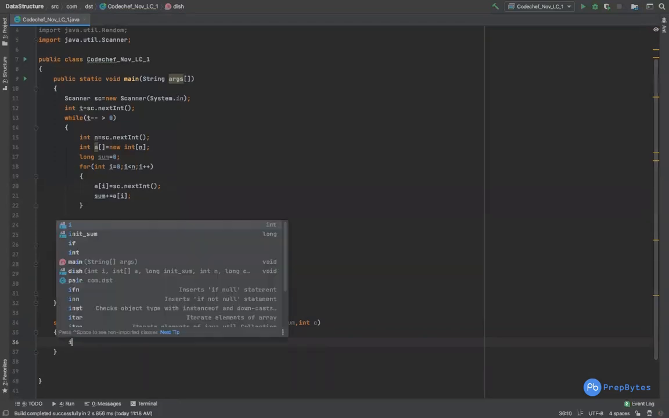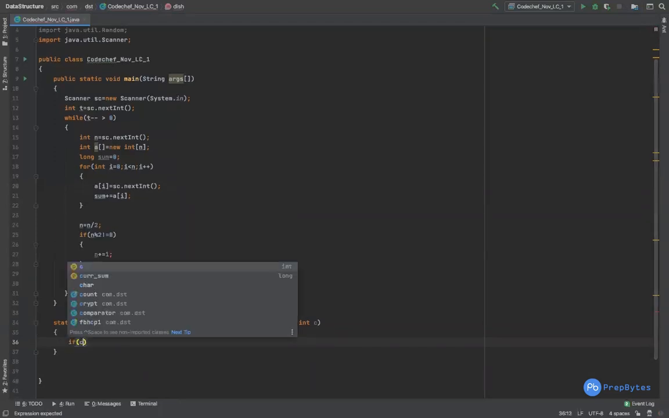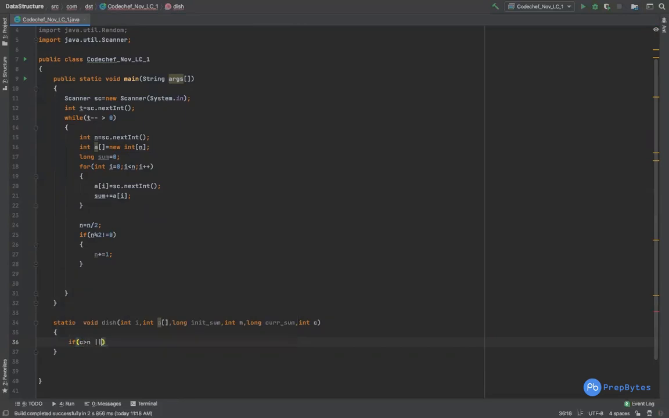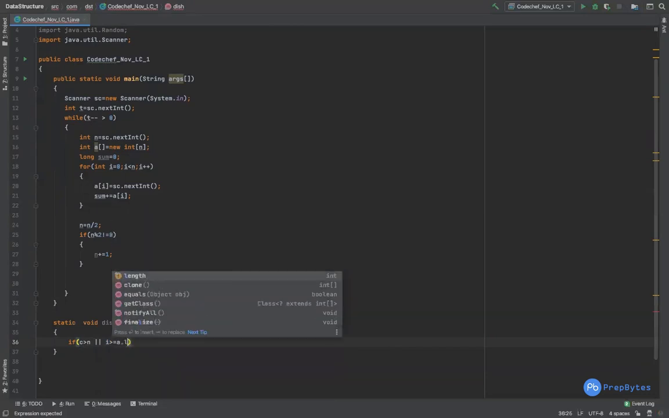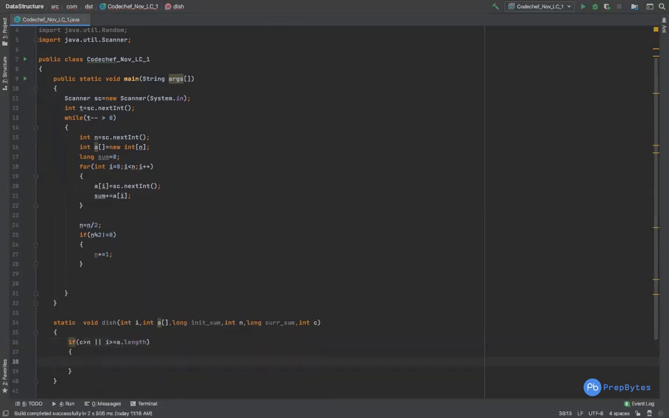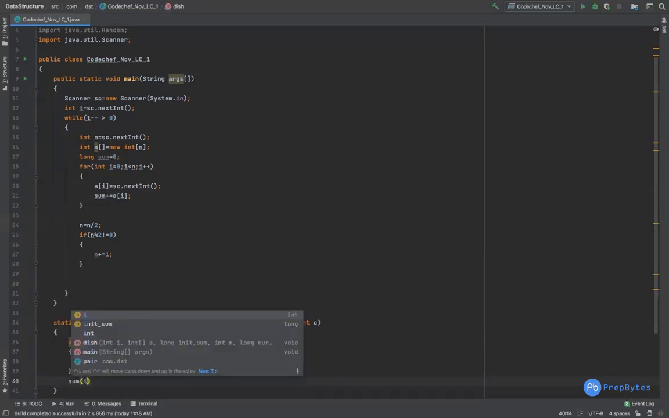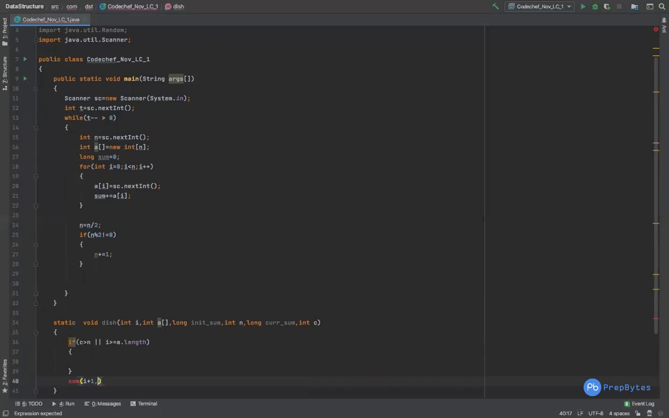Okay, so our base condition should be that if c is greater than n, or i is greater than or equal to a dot length. Then we will write some conditions here. Something more will be written, which I will tell you later. Firstly, let's write the two recursive calls that we will use here. Once I'm including, sorry, this will be dish.